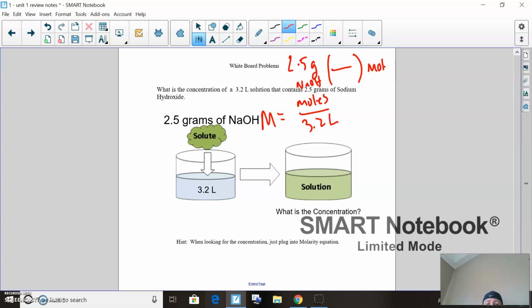And how many moles is that? Well, there's 40 grams. I know this one. Over 1 mole. I just looked it up, added Na, O, and H together. That answer gets plugged in there.